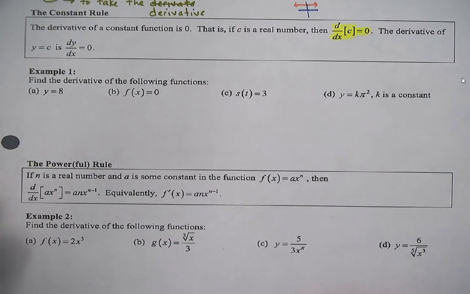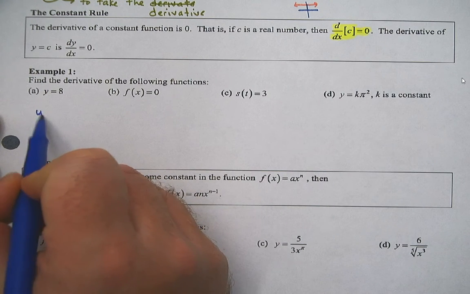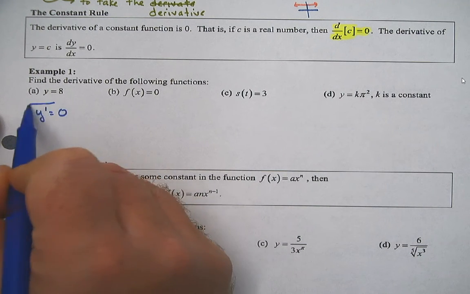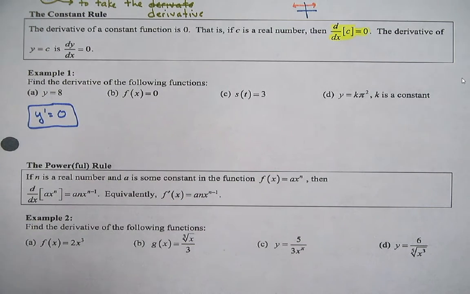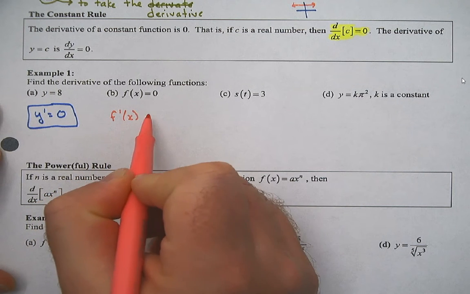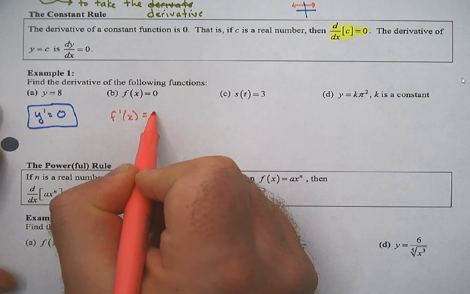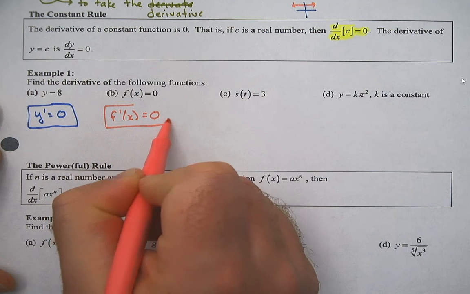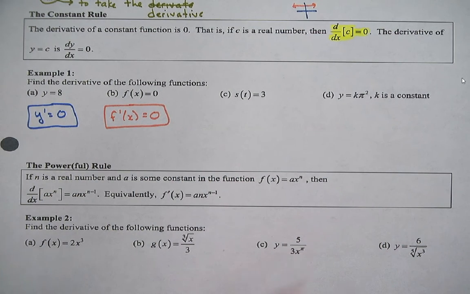So let's do a couple derivatives here. What's the derivative of y equals 8? Well, just said that's the constant. This would be y prime equals 0. f of x equals 0. This is also a horizontal line at a height of 0. When we take this derivative, it has no change. So f prime of x would also equal 0. The derivative of 0 is 0.